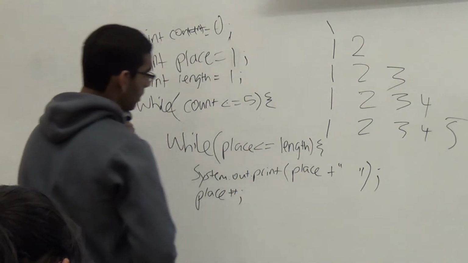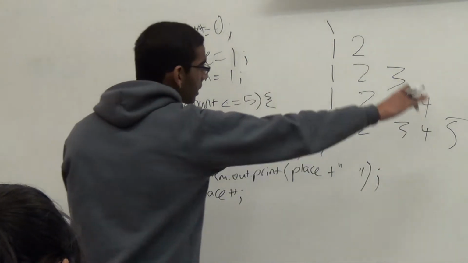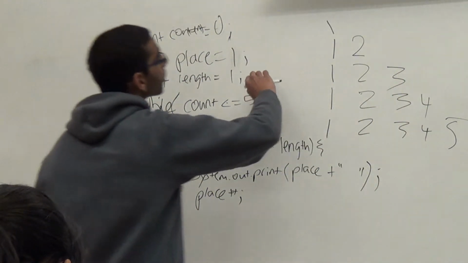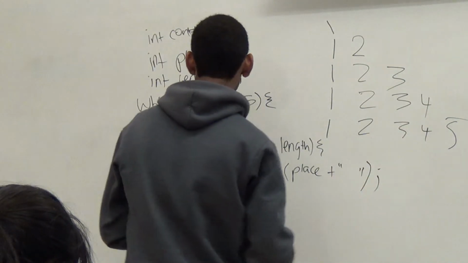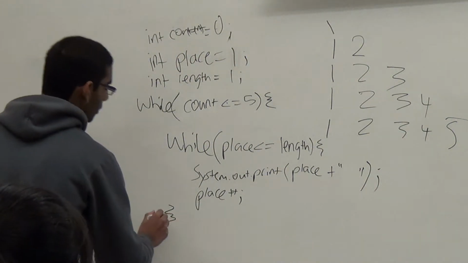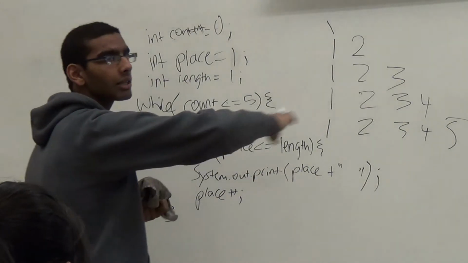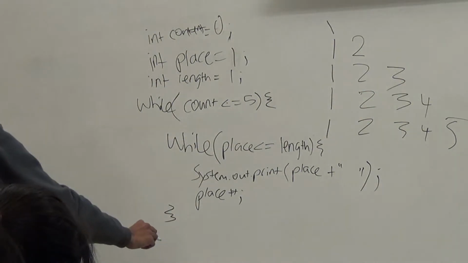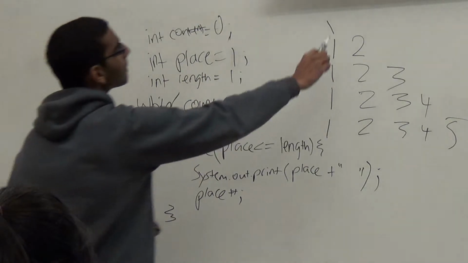So place plus plus. So now it is going to go across each row every time, right? So that's all we want this while loop to do. That's all we assign this while loop to do, to go across a column, right? So after this while loop is done, what happens to the behavior?